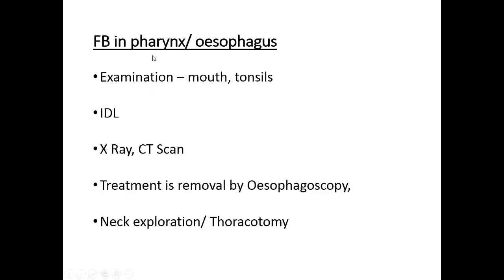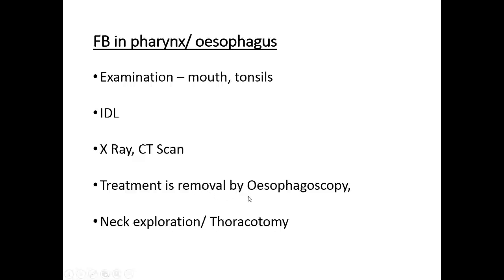For foreign bodies in the pharynx and esophagus, examination of the mouth and tonsils is important. You can use a tongue depressor to examine the mouth and tonsils. Then use a laryngeal mirror to do indirect laryngoscopy to see whether there's a vallecular, piriform sinus or postcricoid foreign body. X-ray neck lateral view with soft tissue windows, and CT scans will be helpful to diagnose.